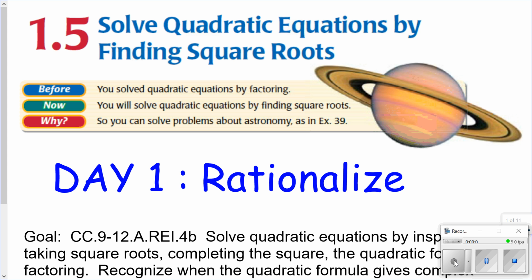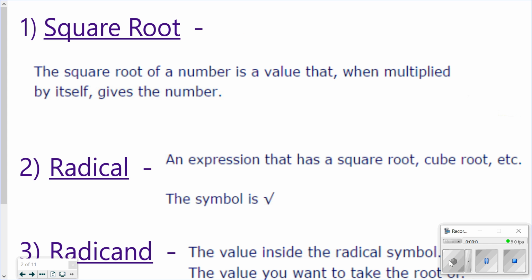Hi everyone, today we're going to start 1.5, day 1, which is rationalize. First we're going to start with some vocab terms.